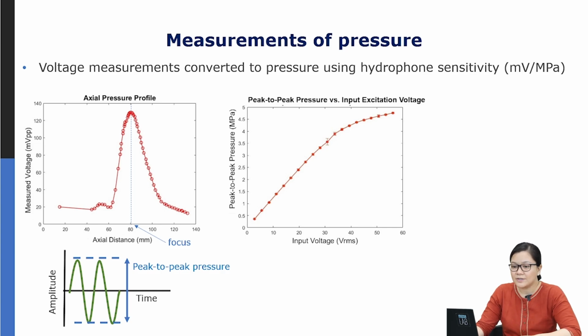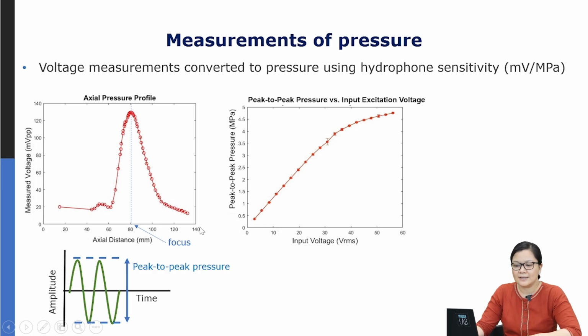The way we would measure the pressures based on the signal received from the hydrophone is based on calibration data. So the voltage measured can be converted to pressure based on the hydrophone sensitivity. Typically, the calibration data is in terms of millivolts per megapascal. And this allows us to convert the measured voltage into pressure.